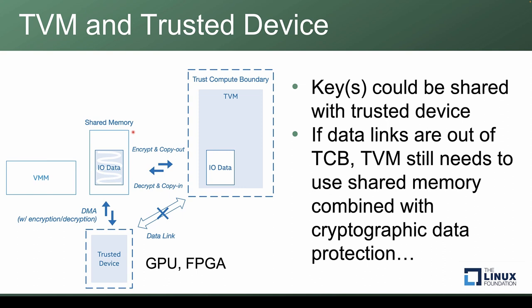So this is the case. The keys for the encryption and decryption can be shared with a trusted device and a TVM. For example, we can use MKTME on Intel platforms. However, the problem is, if the data link is out of TCB, for example because of switches in between, the TVM still needs to use shared memory combined with cryptographic data protection.